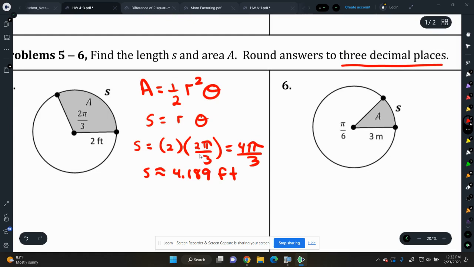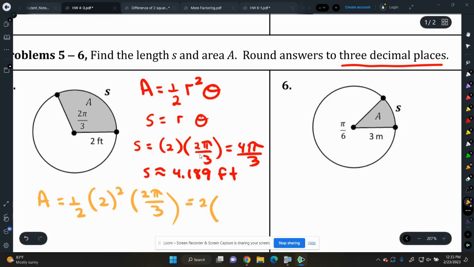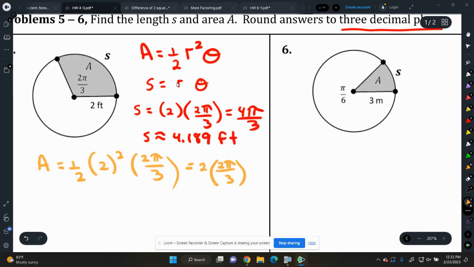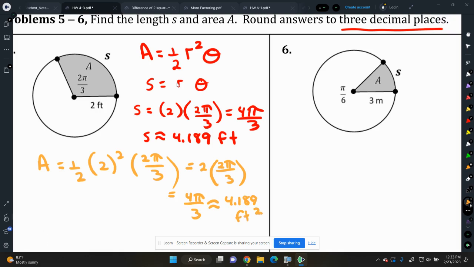Okay, so let's find the area. So here we have 1/2. The radius is 2, so 2 squared, times the angle, 2 pi over 3. So this one just coincidentally, that's 4 times 1/2, so that's 2. This one just happens to come out to the exact same value. Okay, 4 pi over 3, which is approximately 4.189. Only our unit this time is square feet.